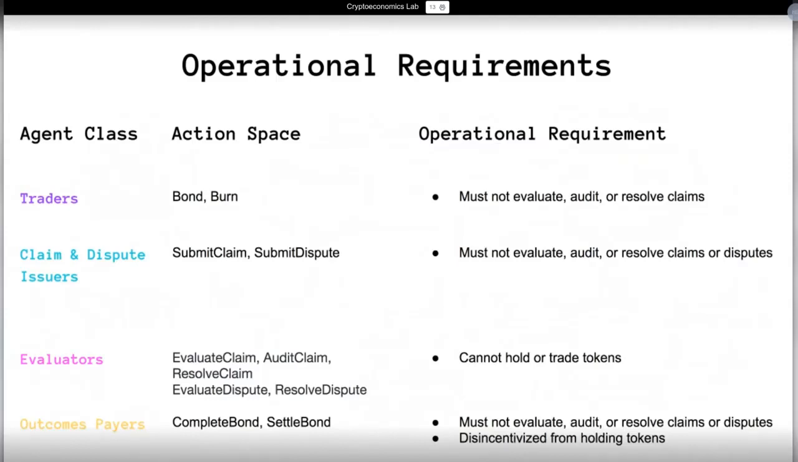So for example, we have traders which can only bond or burn tokens. As a result of that, since they are actively involved in trading, they cannot evaluate, audit, or resolve claims. Because if they do that, then they will essentially be self-serving, and if they are self-serving, then it can lead to us not being able to achieve the system goals. Likewise, the people that submit claims and disputes should also not be able to simultaneously evaluate, audit, or resolve their own claims and disputes, because then we'll be resolving claims that they submitted by themselves. So you don't want those kinds of conflicts of interest to arise. That's why we impose operational requirements. And the nice thing about this is that it also minimizes the action space.